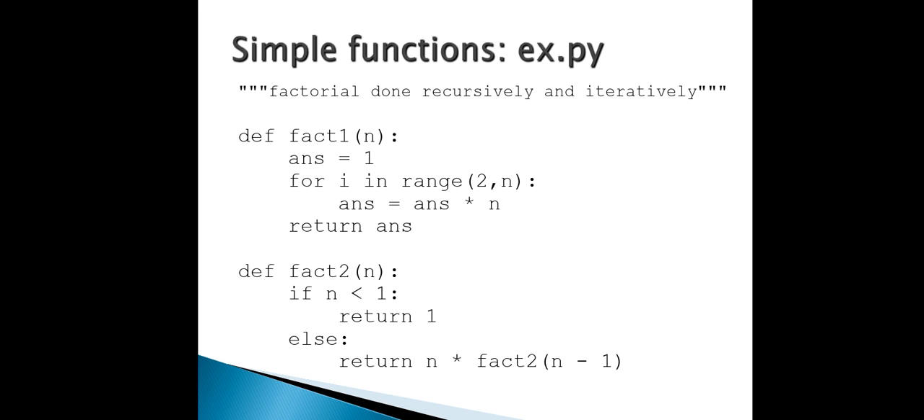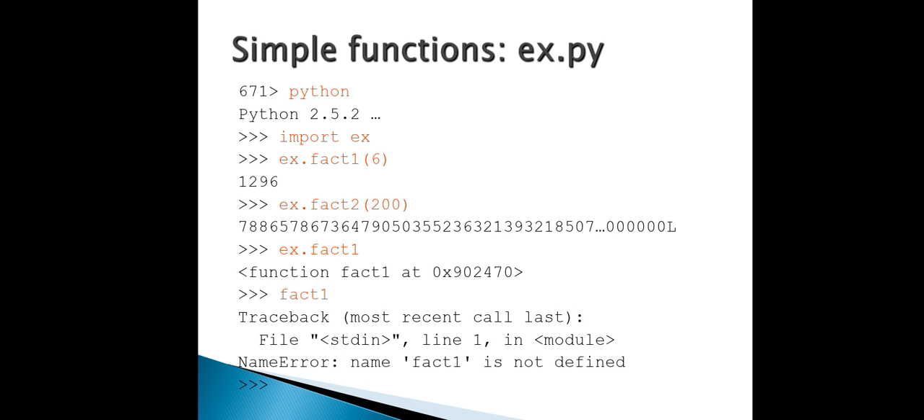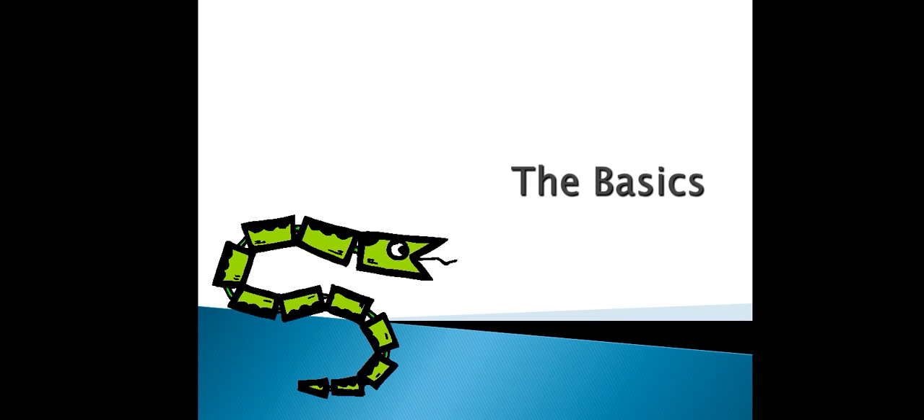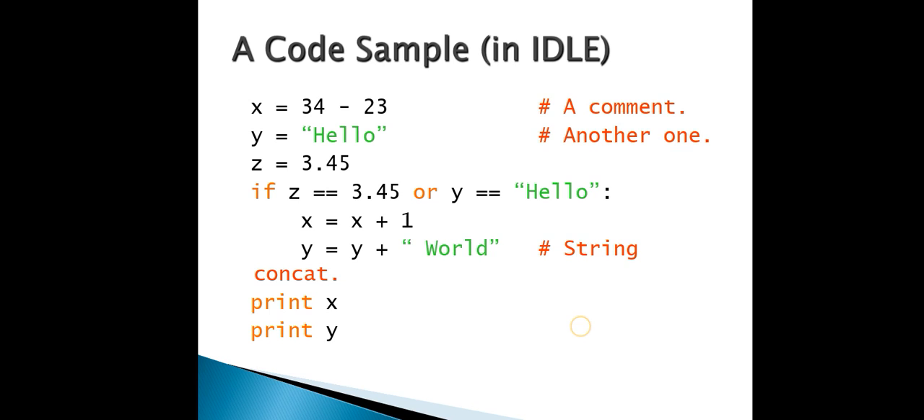Here triple quotes open and triple quotes close are used for printing the lines statement. Factorial done recursively and iteratively. So you can watch my screen for this code. Simple functions ex.py. The basics. My dear friends, with the help of these slides, we can easily understand the basics of Python.